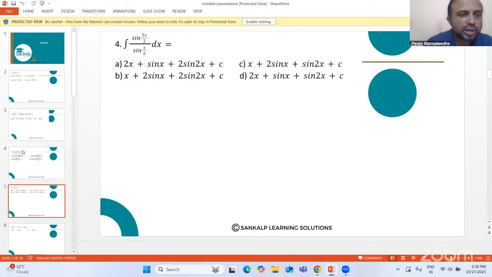Question number 4 states: integration of sine of 5x by 2, the whole divided by sine of x by 2, dx is what? The value is given.